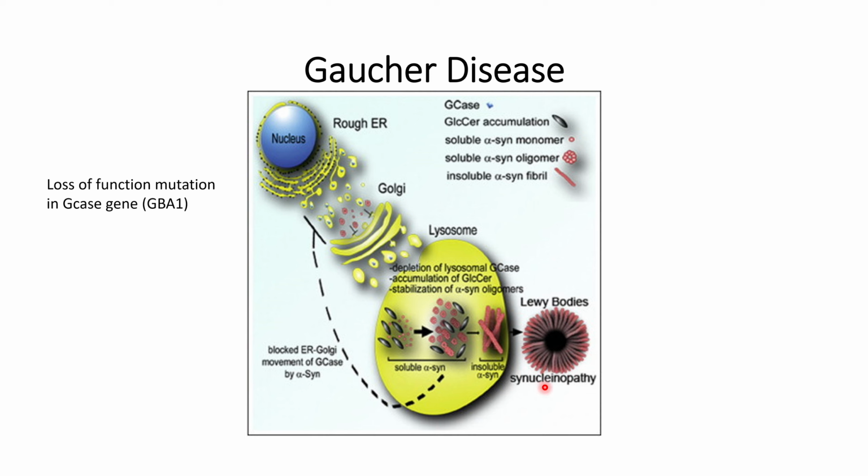So this will create problems, such as giving a positive feedback to reduce GCase further in the lysosomes, and other problems that we have discussed, that might lead to either type 1, type 2 or type 3. However, the actual mechanisms that lead to different types of Gaucher disease are yet to be known.